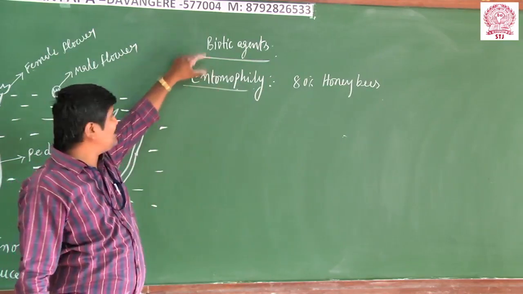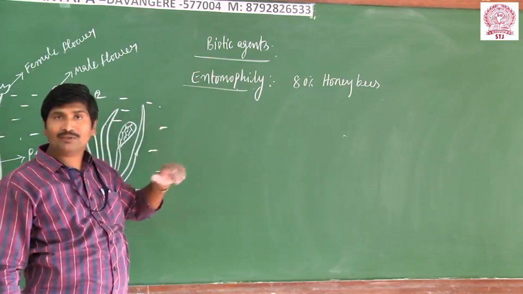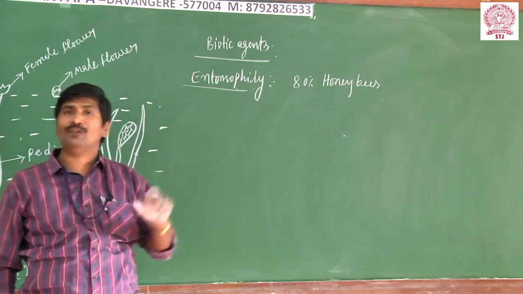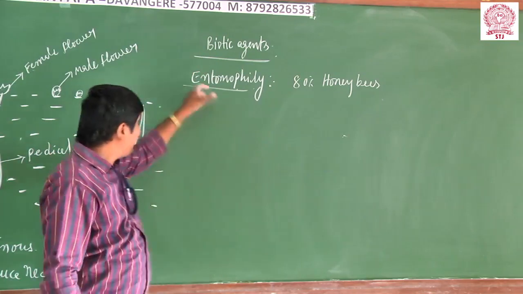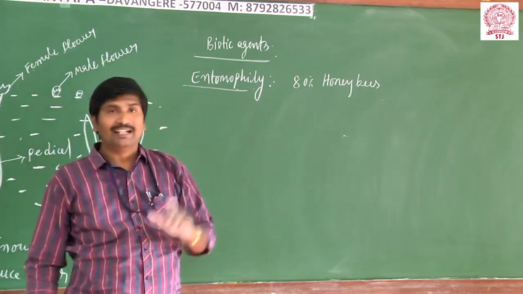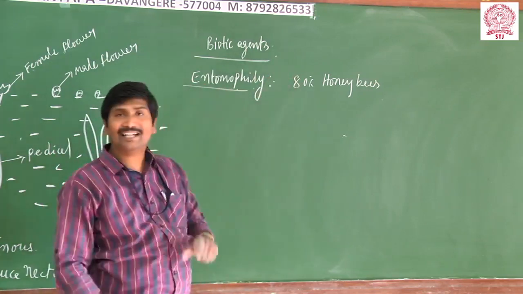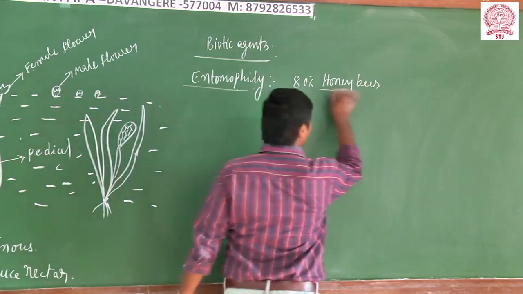Amongst biotic agents, entomophily is dominant, other than ornithophily, chiropterophily, melittophily, ophiophily. In entomophily, different kinds of insects are there. Among those insects, 80% of entomophily takes place through honeybees only.